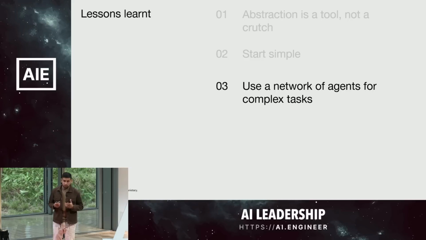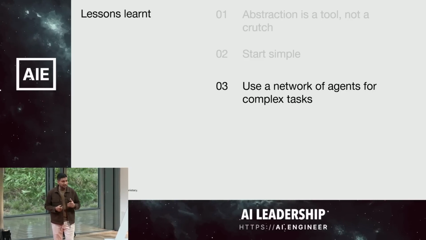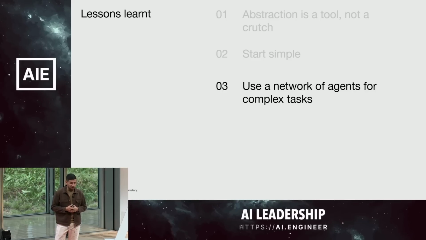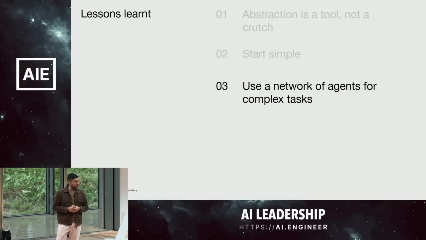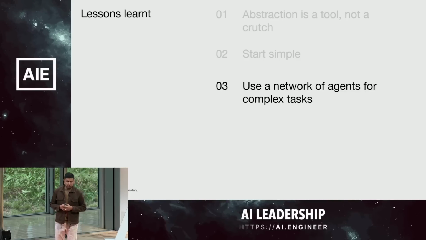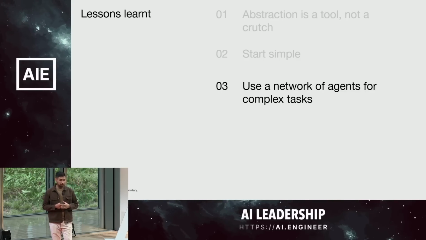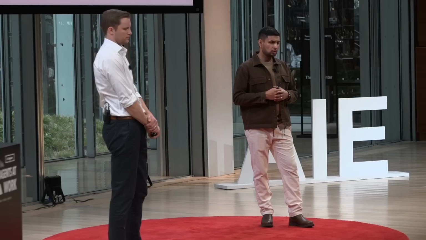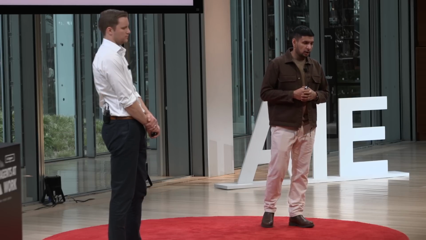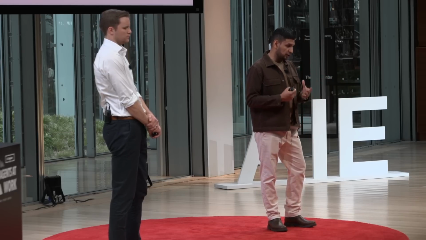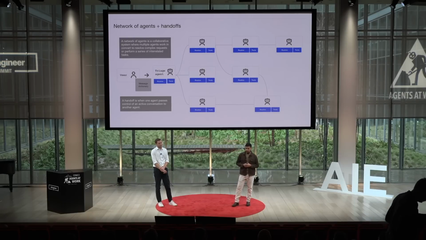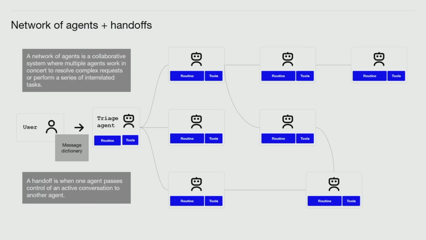So starting simple sounds great, but we all know that complexity is where true value is realized. So how should we handle more complex tasks? This is where a network of agents and the concept of handoffs comes in. Let's start with the network of agents. A network of agents is a collaborative system where multiple agents work in concert to resolve complex requests or perform a series of interrelated tasks. You can think of this as a series of specialized agents handling sub-flows within a large agentic workflow.